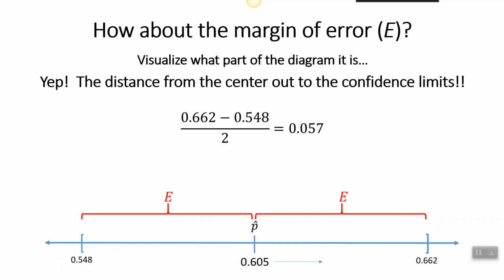So if you think about it here, there's a little animation going on down in the right part of the screen. If we add that 0.057 to our 0.605, we do indeed end up at 0.662. So mathematically, that is how we find it.